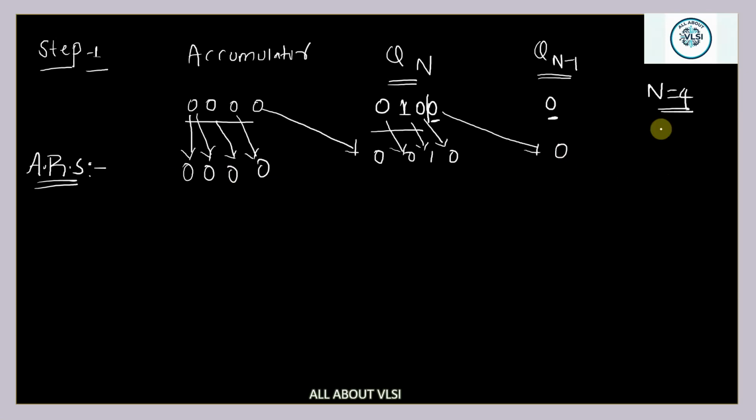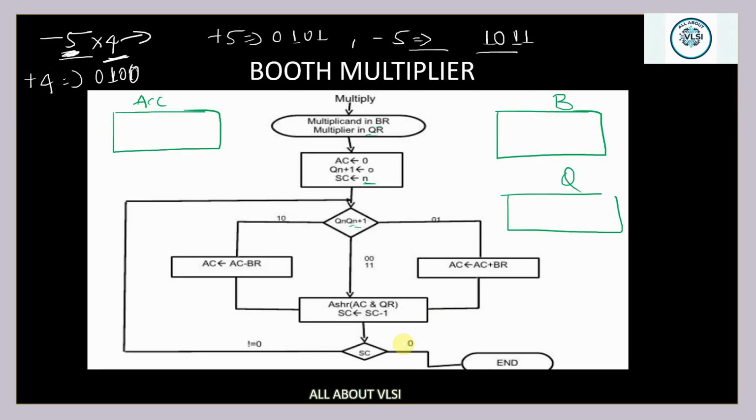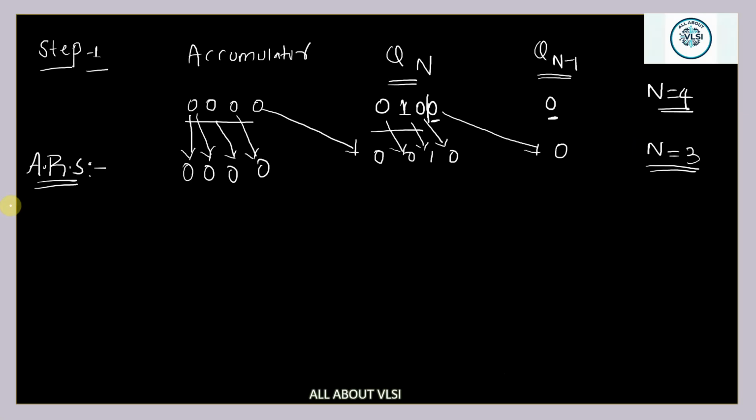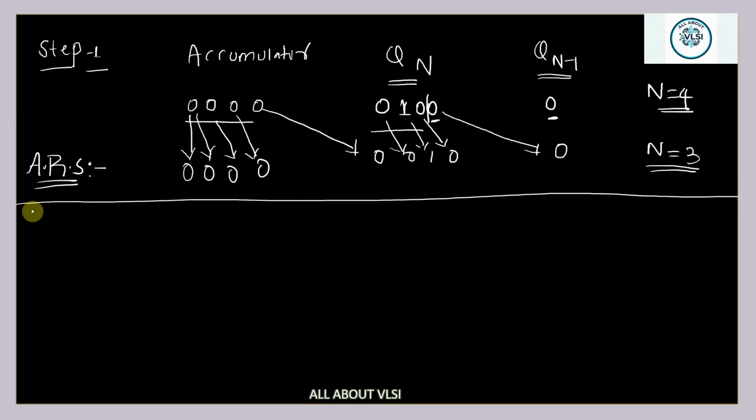Now this has been completed, and the n value will be decremented to 3. N is equal to 3. If n is equal to 0, we are going to complete the process. N is not 0, so we are going to repeat this process again. So we are going to enter into step number 2. In step number 2, my accumulator value is 0000, my Qn value is 0010, and my Qn minus 1 value is 0. This is the content I'm going to have, and my n value is now equal to 3.